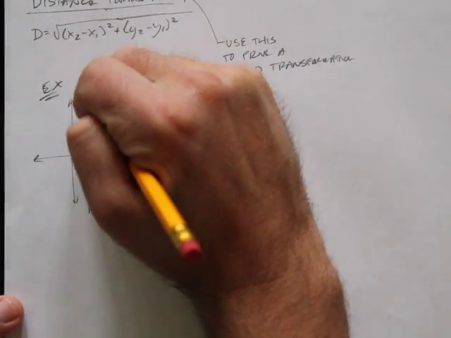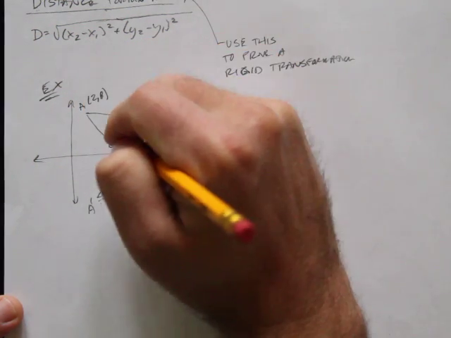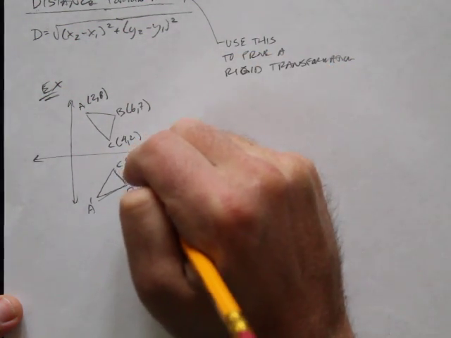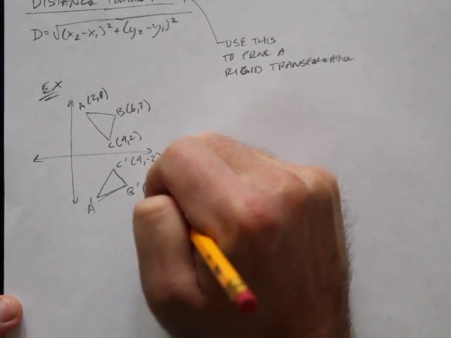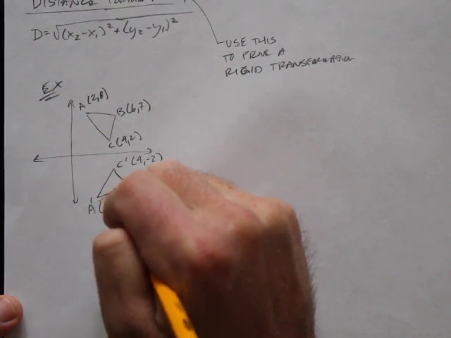A is (2, 8). B is (6, 7). C is (4, 2). C prime is (4, negative 2). B prime is (6, negative 7). And A prime is (2, negative 8).